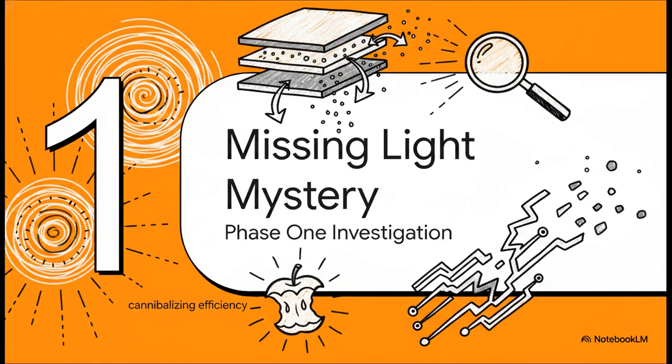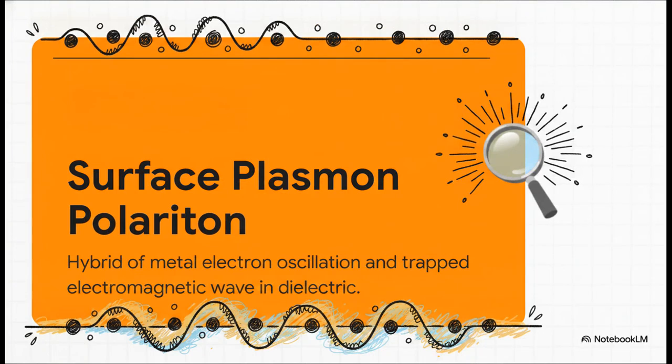Section 1. The missing light mystery. Let's officially identify our culprit. So a surface plasmon polariton, or SPP, it's not just a normal photon that kind of got trapped bouncing around inside the device layers. Oh no, it's way stranger than that. It's a coupled excitation. It's this bizarre bound hybrid made of two completely distinct things. A collective oscillation of free electrons in the metal paired with a trapped electromagnetic wave in the adjacent dielectric or organic layer. It basically travels horizontally, right along the interface between those two materials.